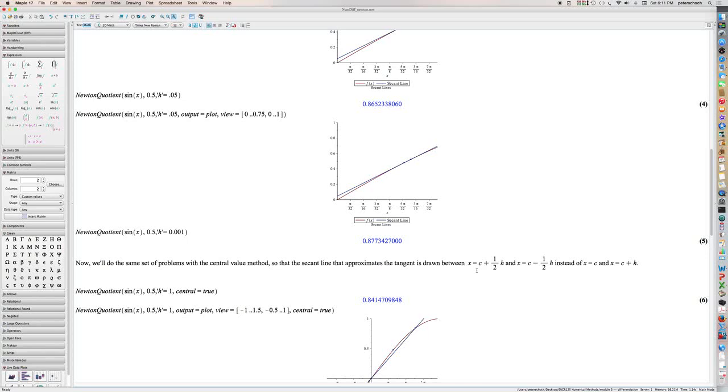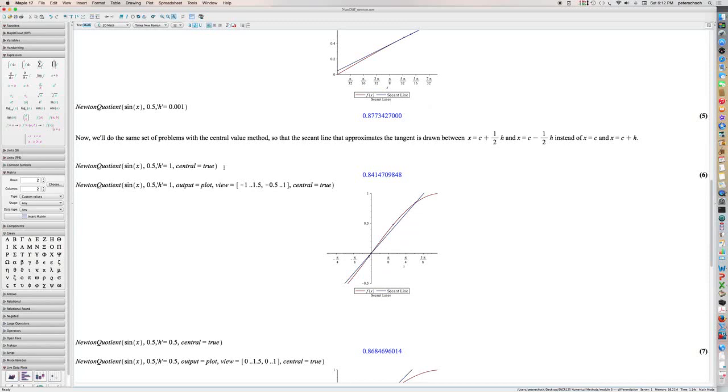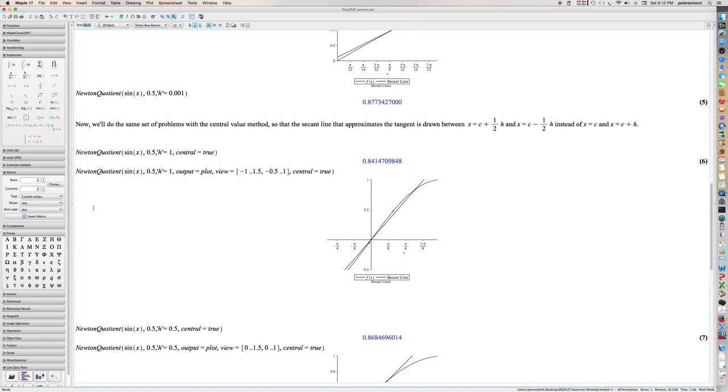I'm going to take the value I want to have the slope at and take half of the h, go in front, half of the h, go behind the point, and then estimate the slope at that midpoint. To do that in Maple, we have to turn central on. So we just say central equals true, and now we'll use the center finding method.